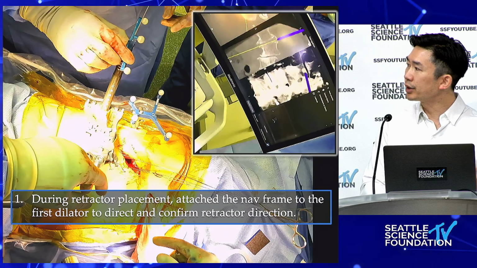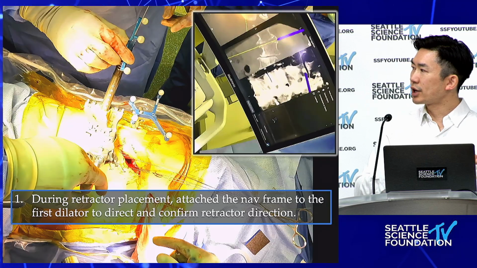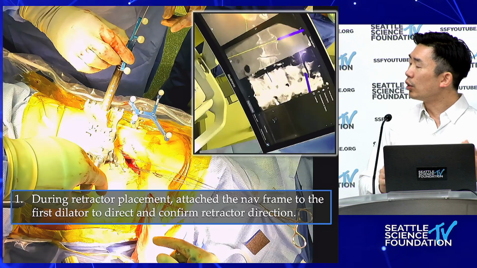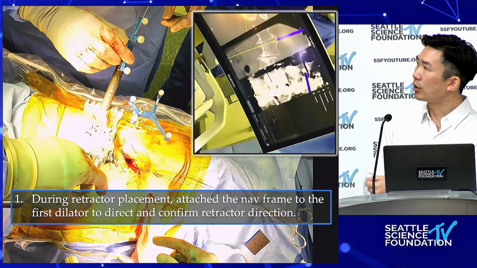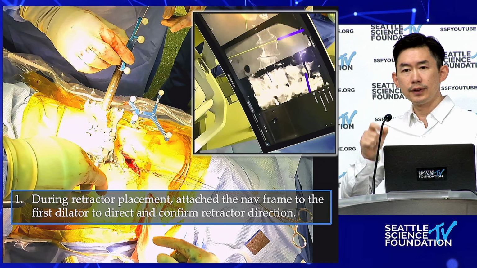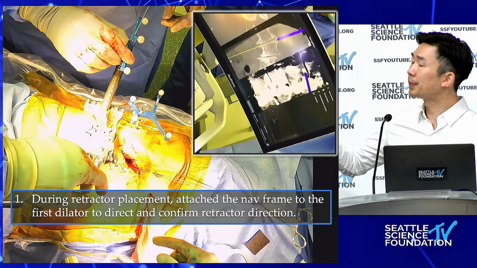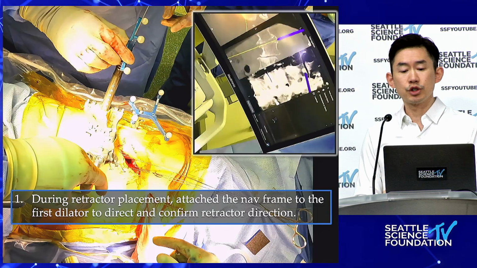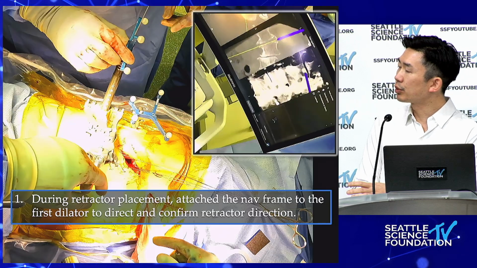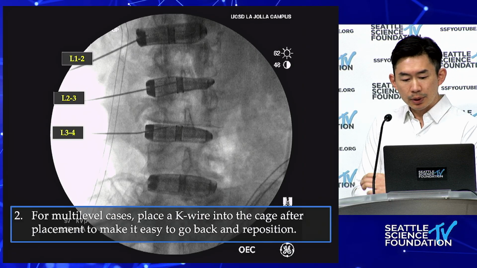So again, during the retractor placement, attach the nav frame to the first dilator. We don't yet have retractor systems that can be navigated, although many of the companies are designing this. Until that happens, you'll see in the image the retractor's down, all the dilators are in. With this particular company, you do have to remove one of the inner dilators to fit the nav frame. But once you put the frame down, as you can see in the square, you can then confirm that your retractor is placed in the proper position, which generally costs a few x-rays. So here, you can navigate that, make sure you're aimed in the right direction, and then navigate the rest of your discectomy and cage.